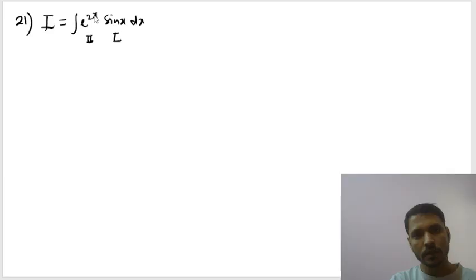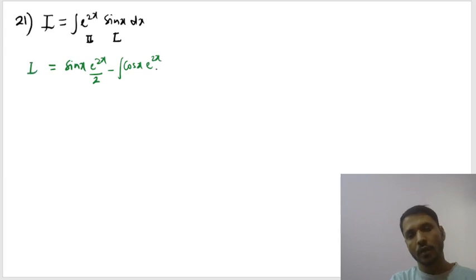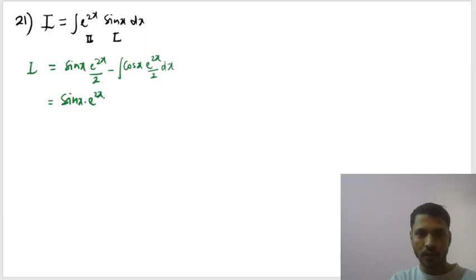So if you are applying the by parts here, the first function, that is sine x, will be outside, and integration of e to the power 2x will be e to the power 2x divided by 2, minus the integration of the derivative of the first function, that is sine x will become cos x, and e to the power 2x will be here, because this is our I only, right? Here e to the power 2x divided by 2 and into dx. That means now again we need to apply the integration one more time. So sine x and e to the power 2x, and this is divided by 2, minus here 1 by 2 outside, and now we are going to take the integration.